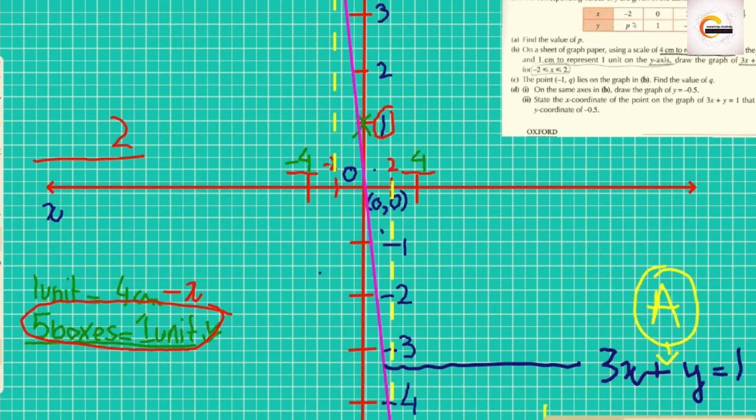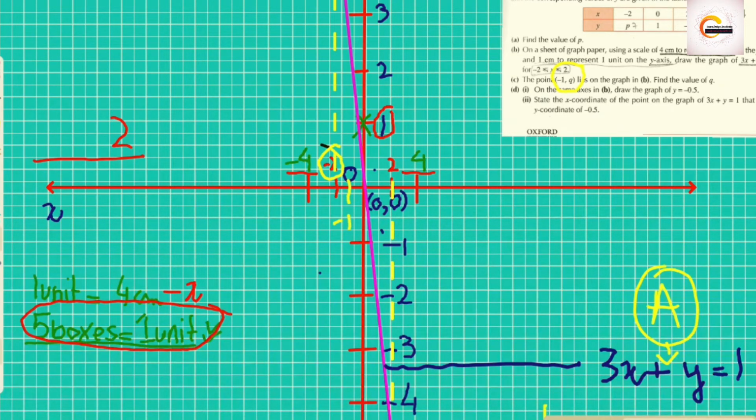The point minus 1 comma q lies on the graph. Find the value of q. So it says that this point minus 1 comma q also lies on the line A, and we have to find out the value of q. It's very simple. We have to see where minus 1 is located. It's minus 2 here, so minus 1 is going to be halfway of minus 2. So this is our minus 1.